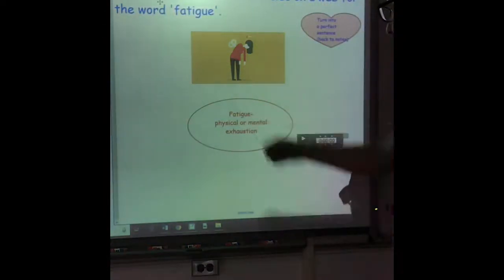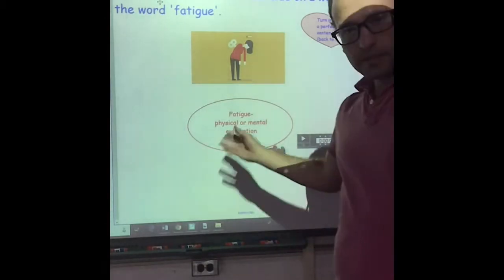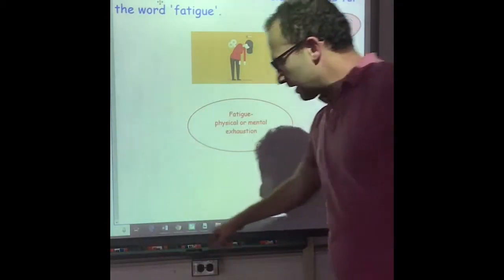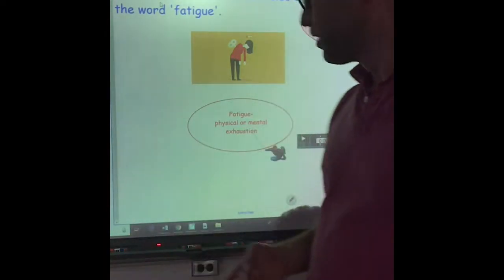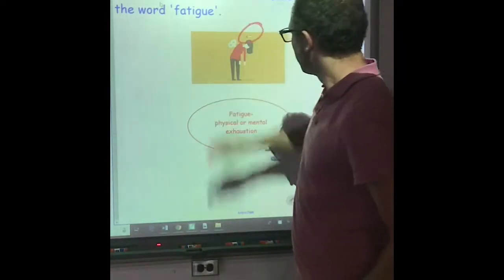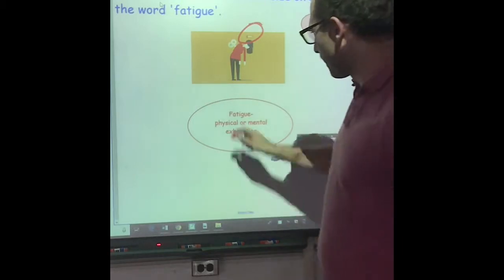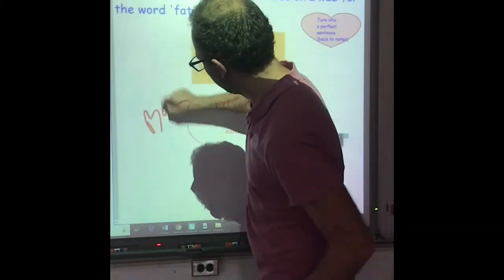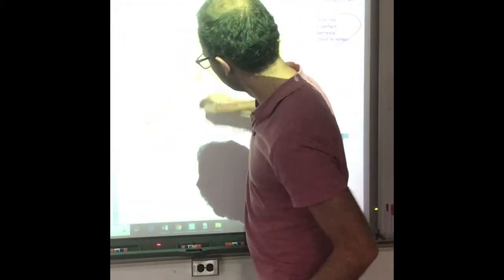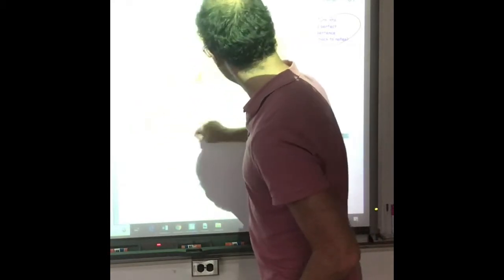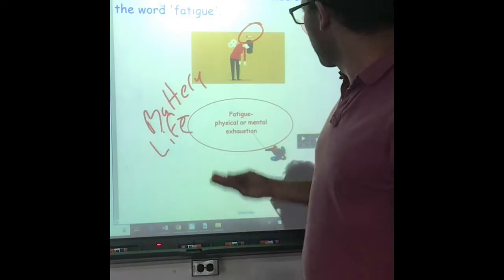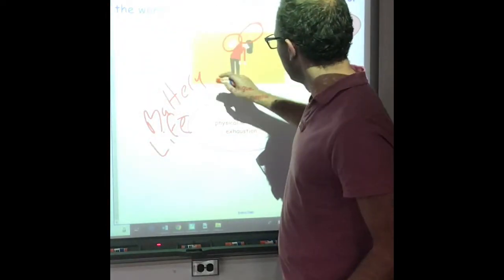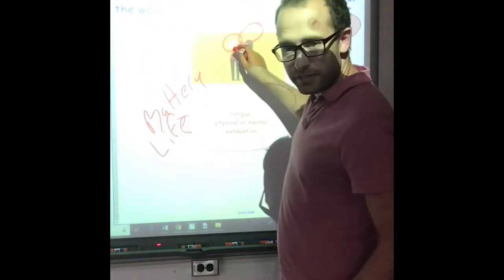So fatigue, physical or mental exhaustion, this is what their web would look like, and they would take a look at the picture and think, okay, what am I seeing here that I could add to the web? Well, look, there's a depleted battery up there, so I might put battery life. She's slumped. Oh, I already have that on my web, but I might look at this little windy thing, right? And it looks like she needs to be wound up.